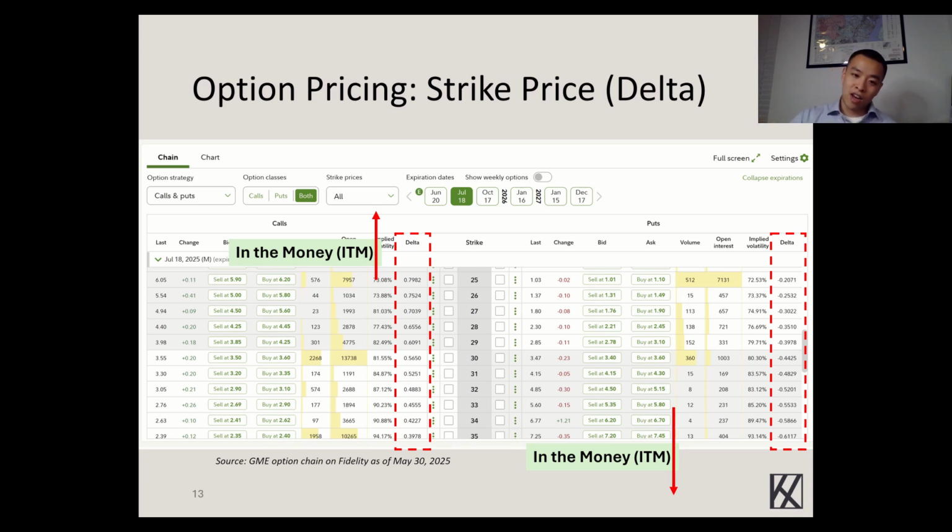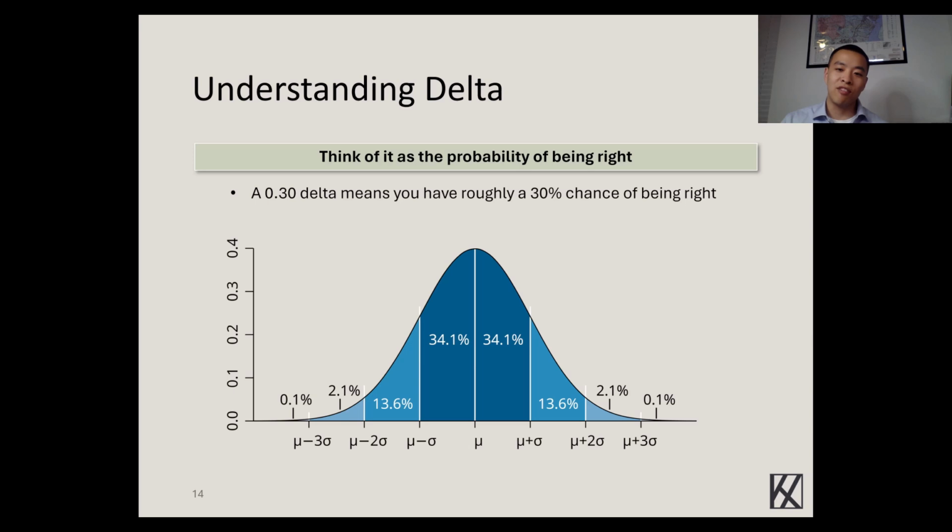And delta, that number that you see in the options chain, you can kind of think of it as the probability of being right. That's how I like to picture it. For example, 0.3 delta means you have roughly a 30% chance of being right. It's not an exact one-to-one exchange, but for practicality purposes, you could totally see delta that way.